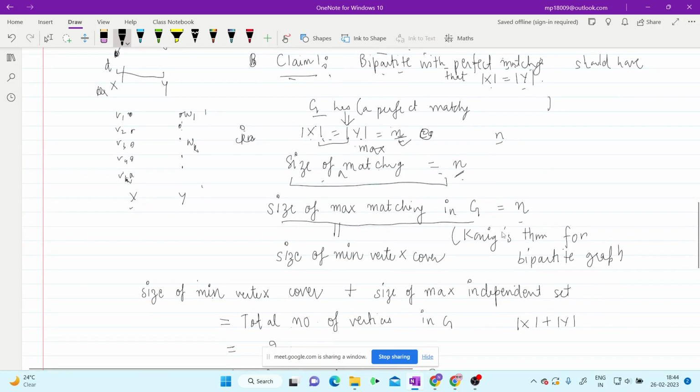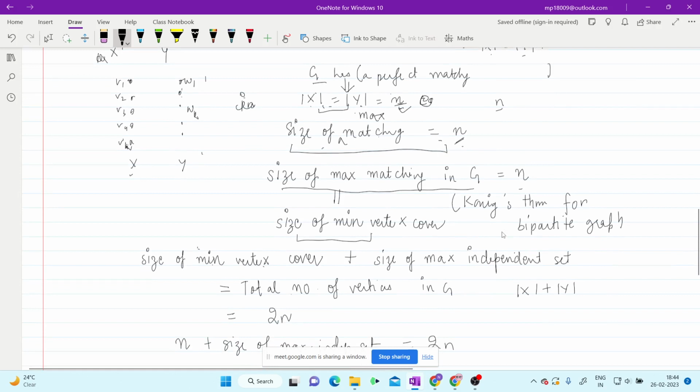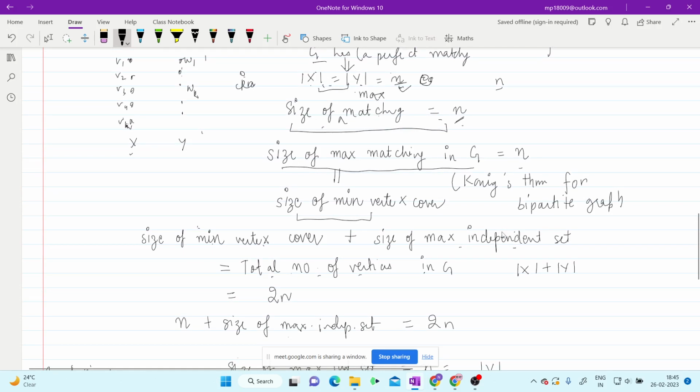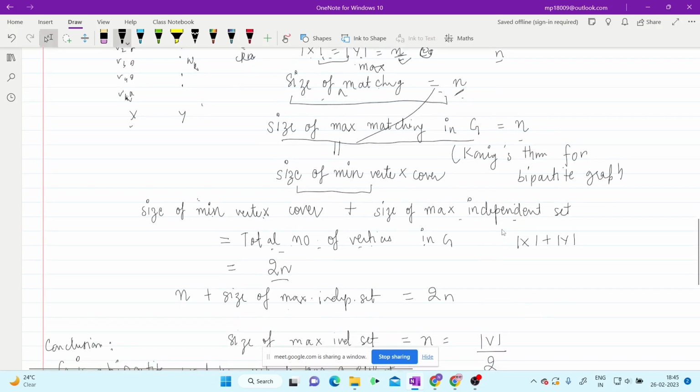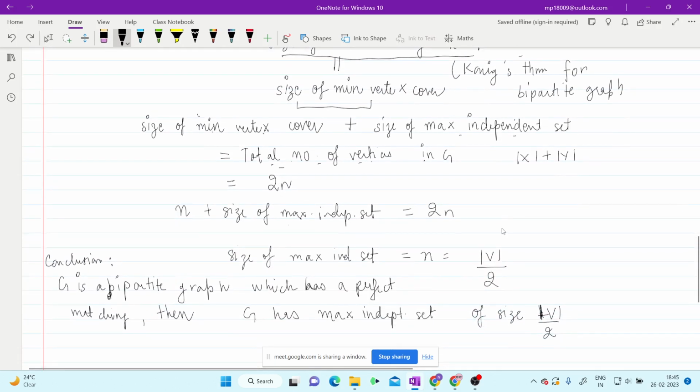And by Koenig's theorem, size of maximum matching is equal to size of minimum vertex cover. So we see that size of minimum vertex cover was also coming out to be n. And now we have another equality, that size of minimum vertex cover plus size of maximum independent set is equal to total number of vertices in G, which were 2n. And if we put all these values, we were able to see that the size of maximum independent set was coming out to be n, which was total number of vertices divided by 2. So is this question clear to everybody?